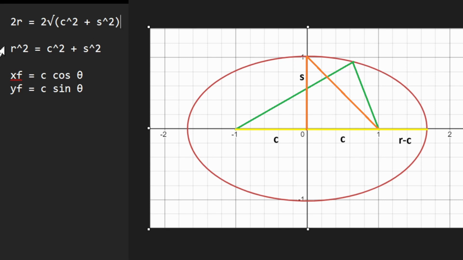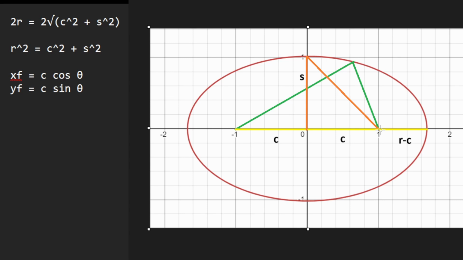Now it turns out that if I just divide by 2 on both sides and square both sides of this equation, I get that r squared is c squared plus s squared. And you can see it's pretty easy to rearrange this to get c in terms of r and s. So that's how De Silva computes, without really using any coordinate geometry per se, how far along this focus is.